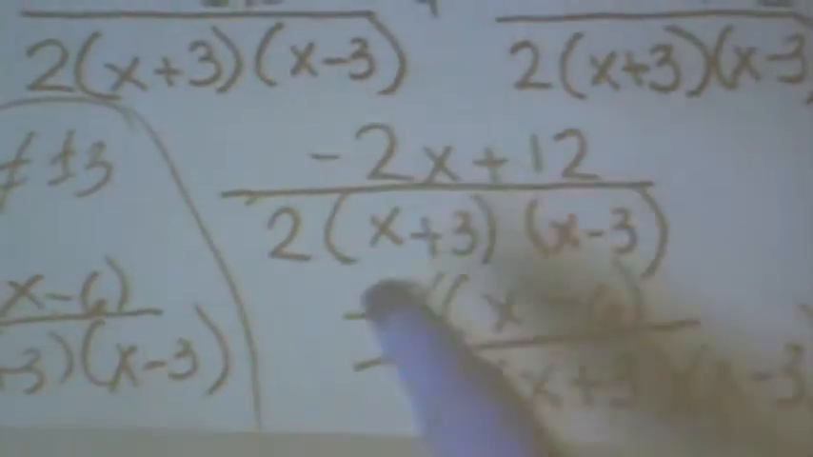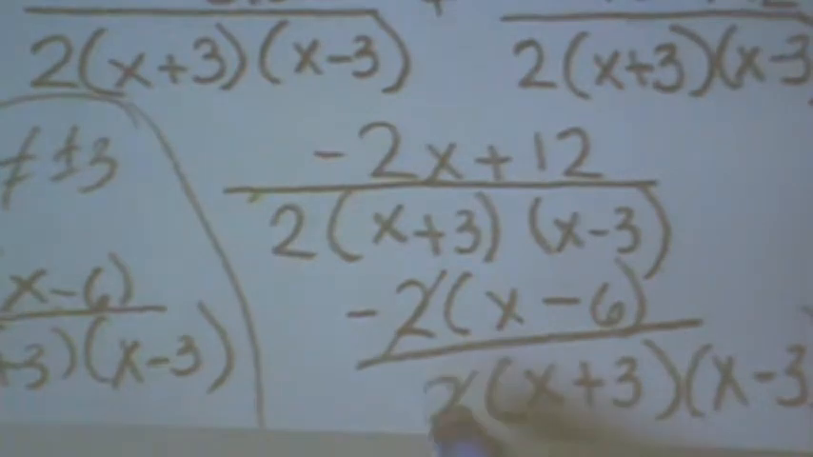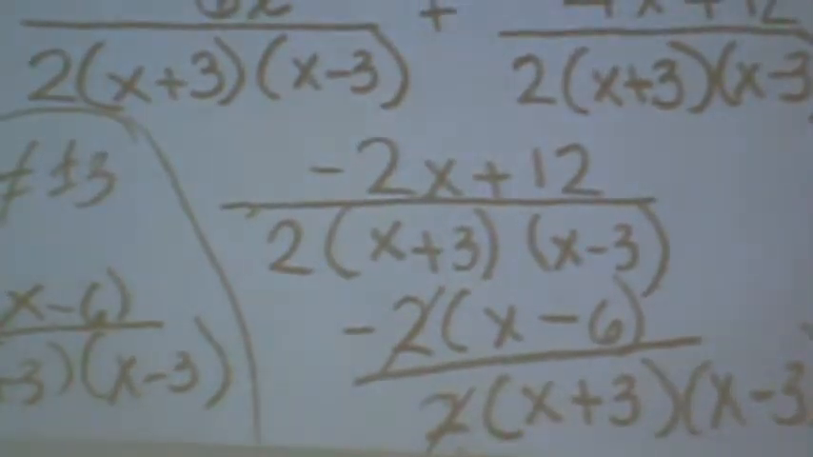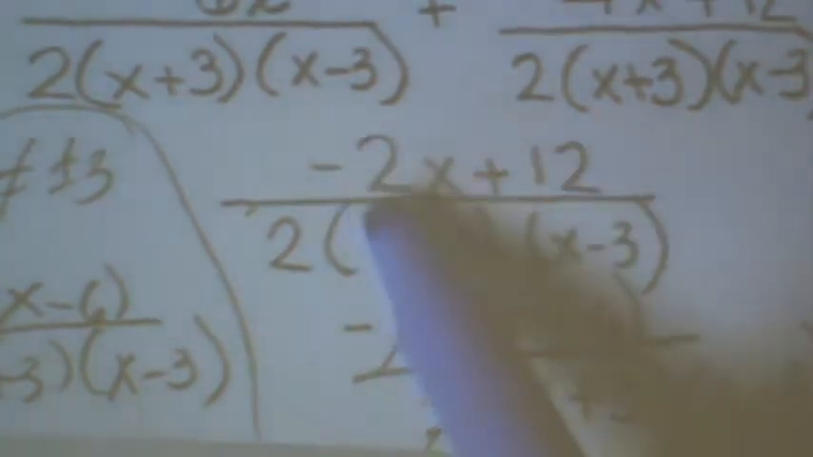Why did you do that, x minus 6? Because I pulled a 2 out of these. I took a greatest common factor of 2. I took a negative 2. Oh.